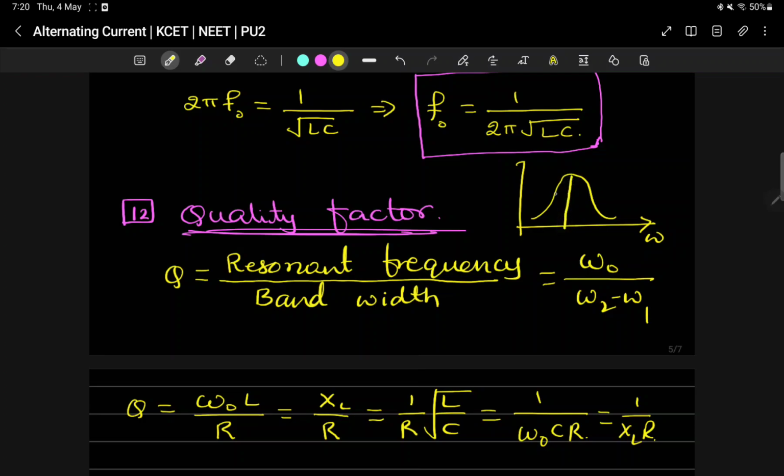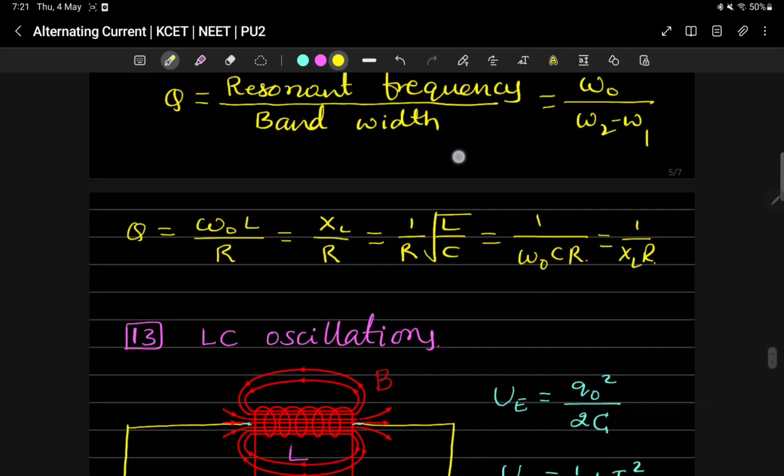Then you get RMS values here. So this is omega naught, this is omega 2, this is omega 1. So this omega 2 minus omega 1 is this. Just check the graph, you will get this. This is one more formula.